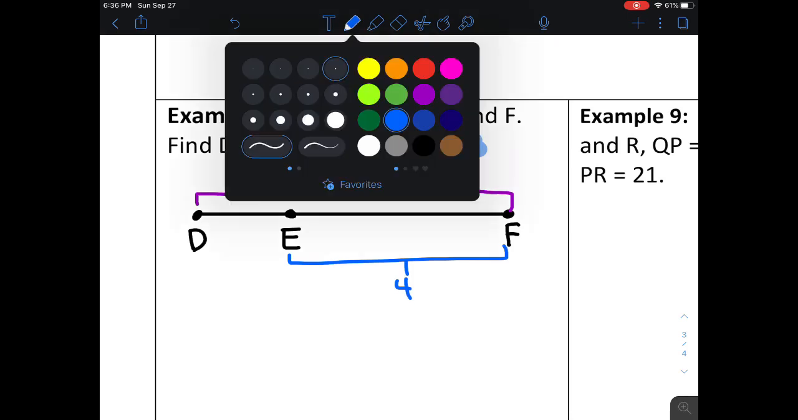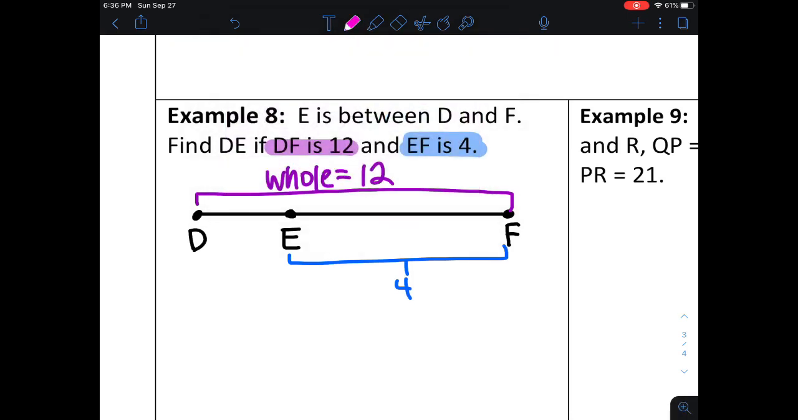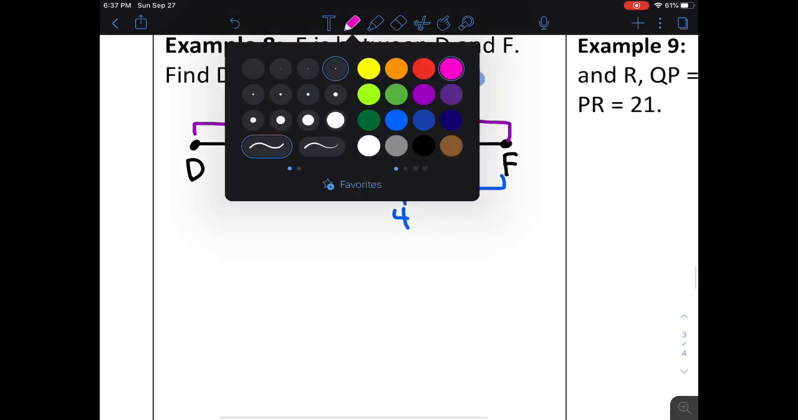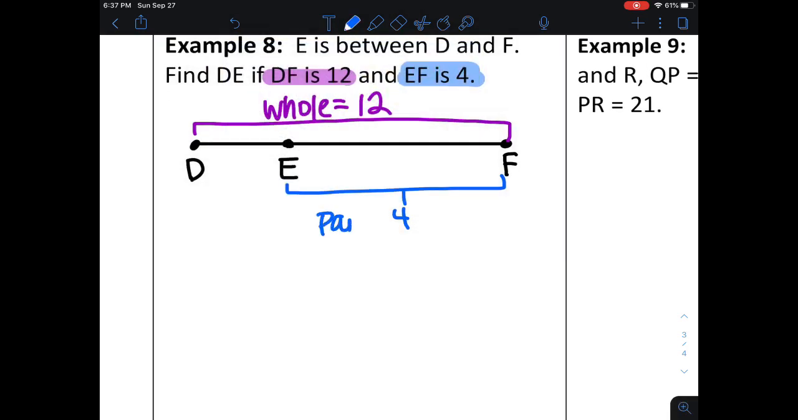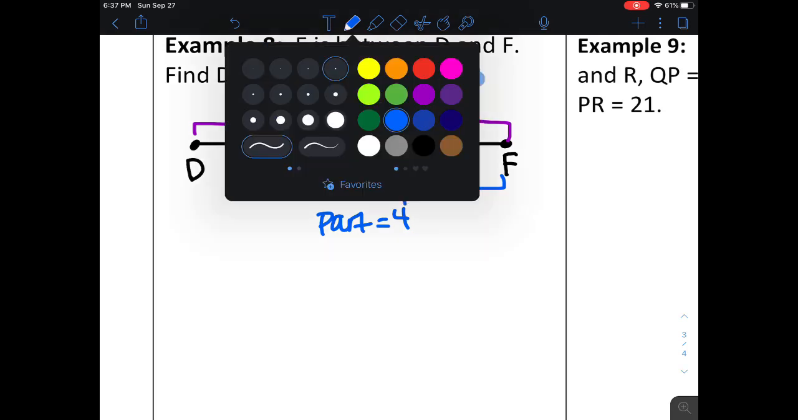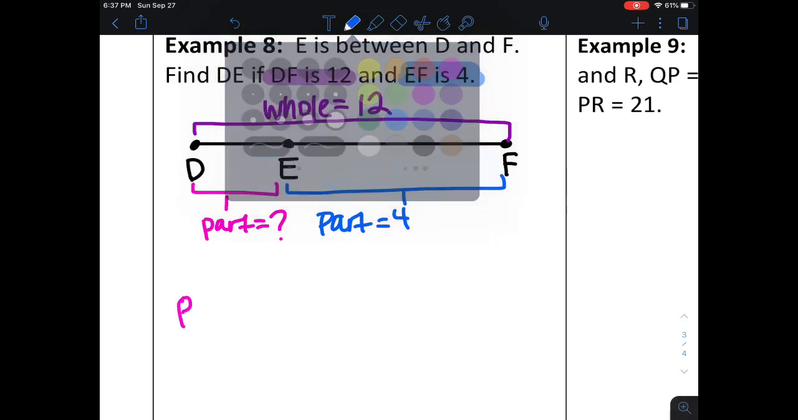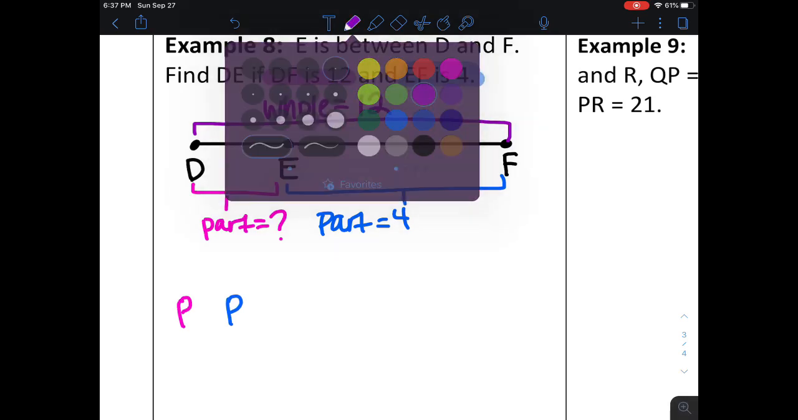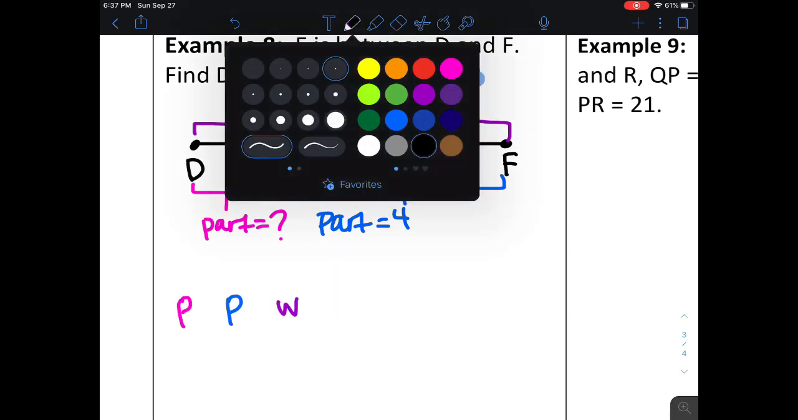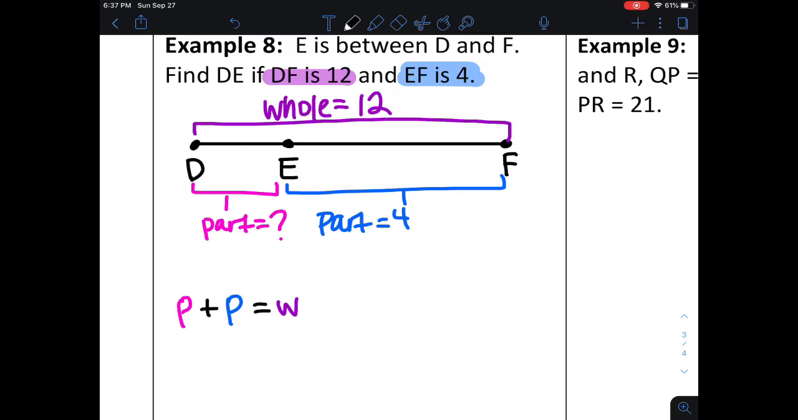All right, so I drew this kind of badly. Sorry, this happens sometimes. But if the whole thing is 12, and oops, I forgot to write, this is part. Okay, so the whole thing is 12, part of it is 4. What's the other part? Let me use pink for this part right here. So how much is this part is basically what we're trying to figure out. So what you can do, this is another little formula. You can say, actually, let me use this. Part plus part equals whole. Okay, part plus part equals whole.